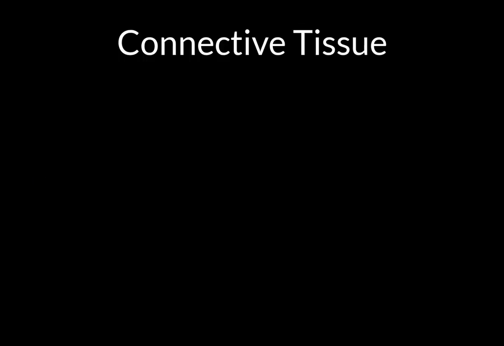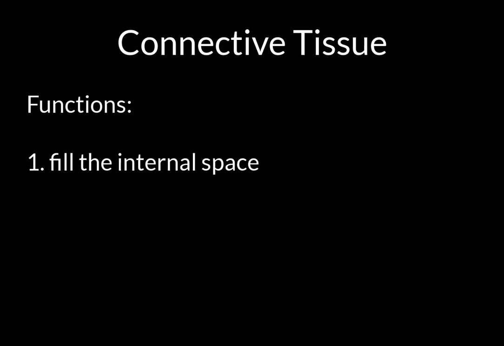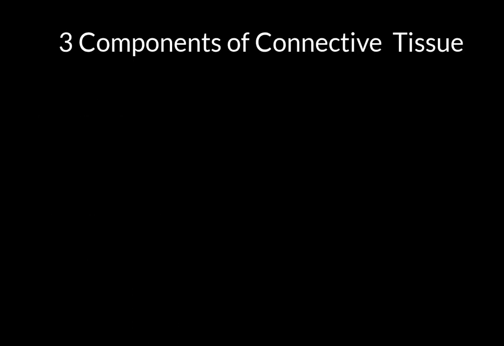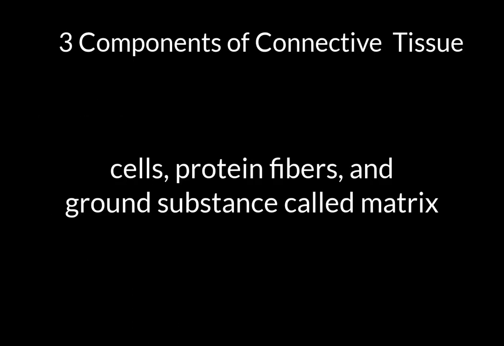Moving on to connective tissue, the function of connective tissue is to fill the internal space, give structure and support and bind together tissues and organs of the body, and store energy. Connective tissue consists of three main components: cells, protein fibers, and a ground substance.